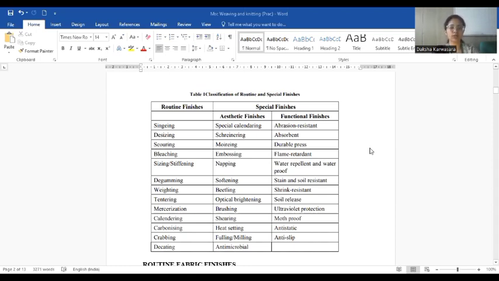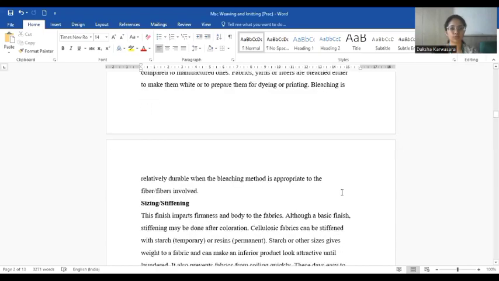In aesthetic finishes, there are special calendering, screening, moiring, embossing, napping, softening, beetling, optical brightening, brushing, shearing, heat setting, cooling and milling, antibacterial. And in functional finishes, there are abrasion resistant, absorbent, durable press, flame retardant, water repellent and waterproof finishes, stain and soil resistant, shrink resistant, soil release, ultraviolet protection, moth proof, anti-static, and anti-slip. So firstly, we are going to cover our aesthetic finishes.